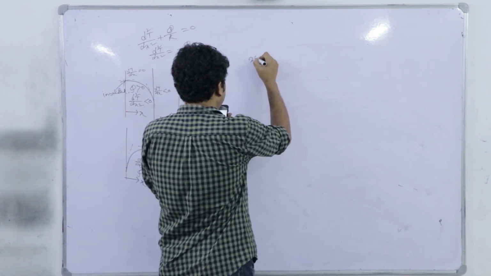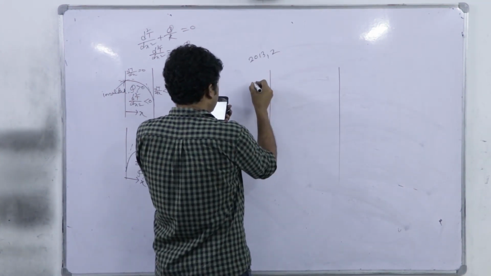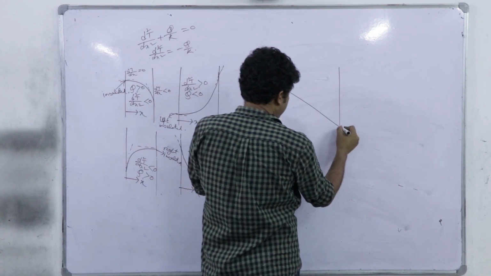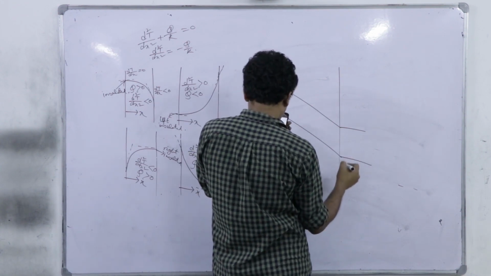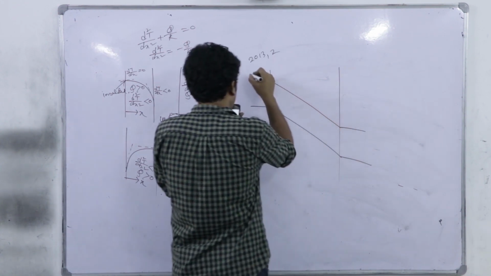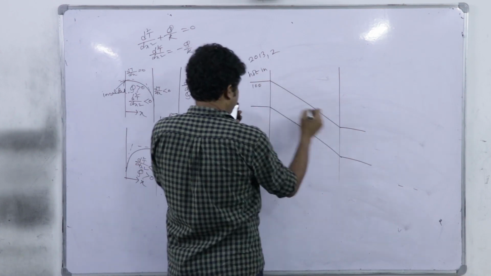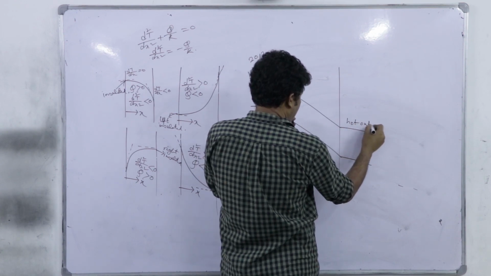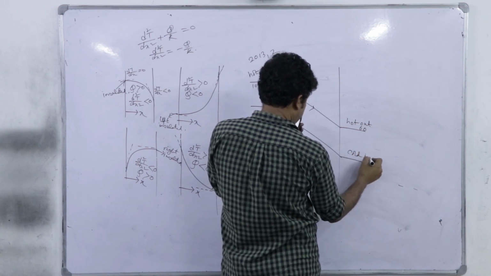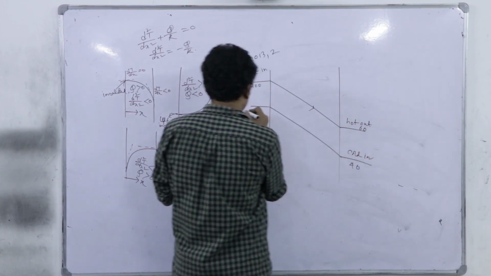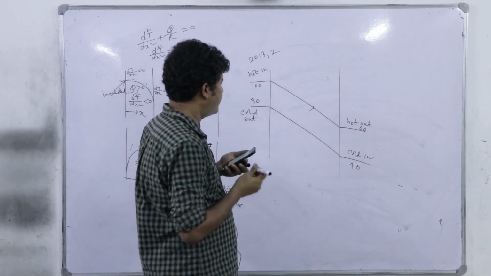This is a 2013 problem of 2 marks. Let's see what the problem is. Let me draw the diagram first. Hot in, 100, hot out, 60, cold in, 40, cold out, 80. Right.